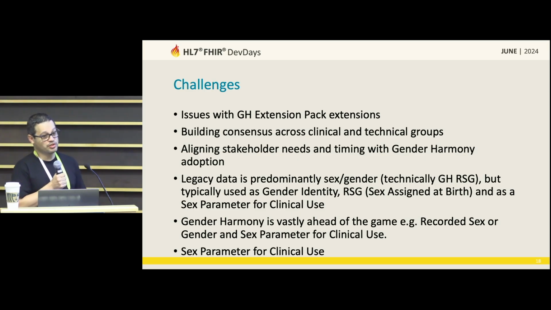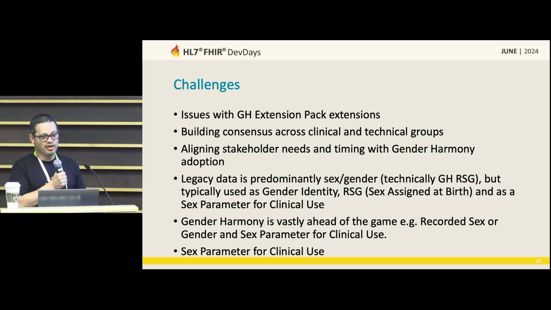Most of Australia right now is capturing this stuff in a single field in most patient administration systems or EHRs. And changing those systems, especially in government, can be tricky and difficult. Fortunately, as I said, the drivers are very strong and everyone is open to change. Legacy data obviously is predominantly RSG, but typically used for both, and also as a sex parameter for clinical use. We've got to deal with that as best we can.